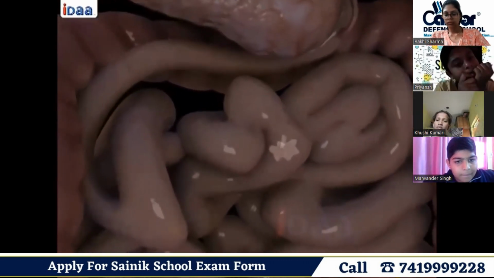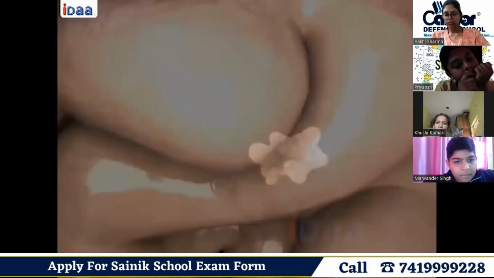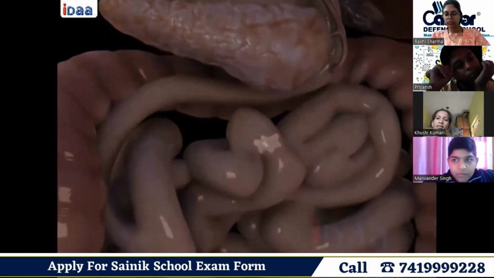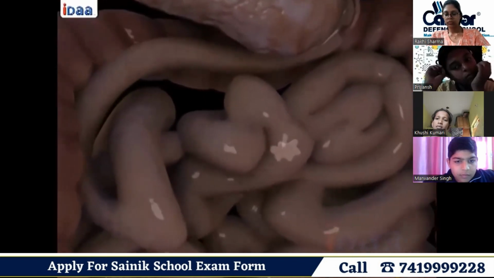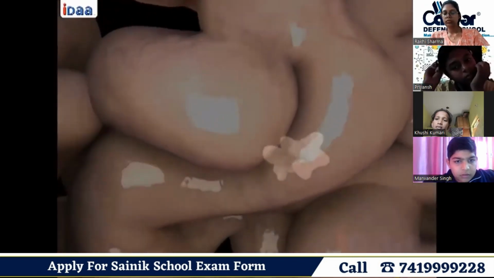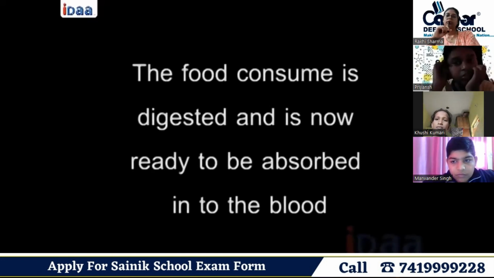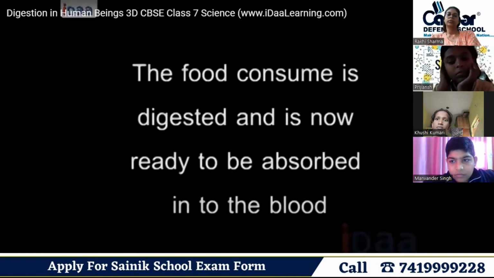The carbohydrates in the food break down into sugars like glucose, fats into fatty acids and glycerol, and proteins into amino acids. The food consumed is digested and is now ready to be absorbed into the blood.